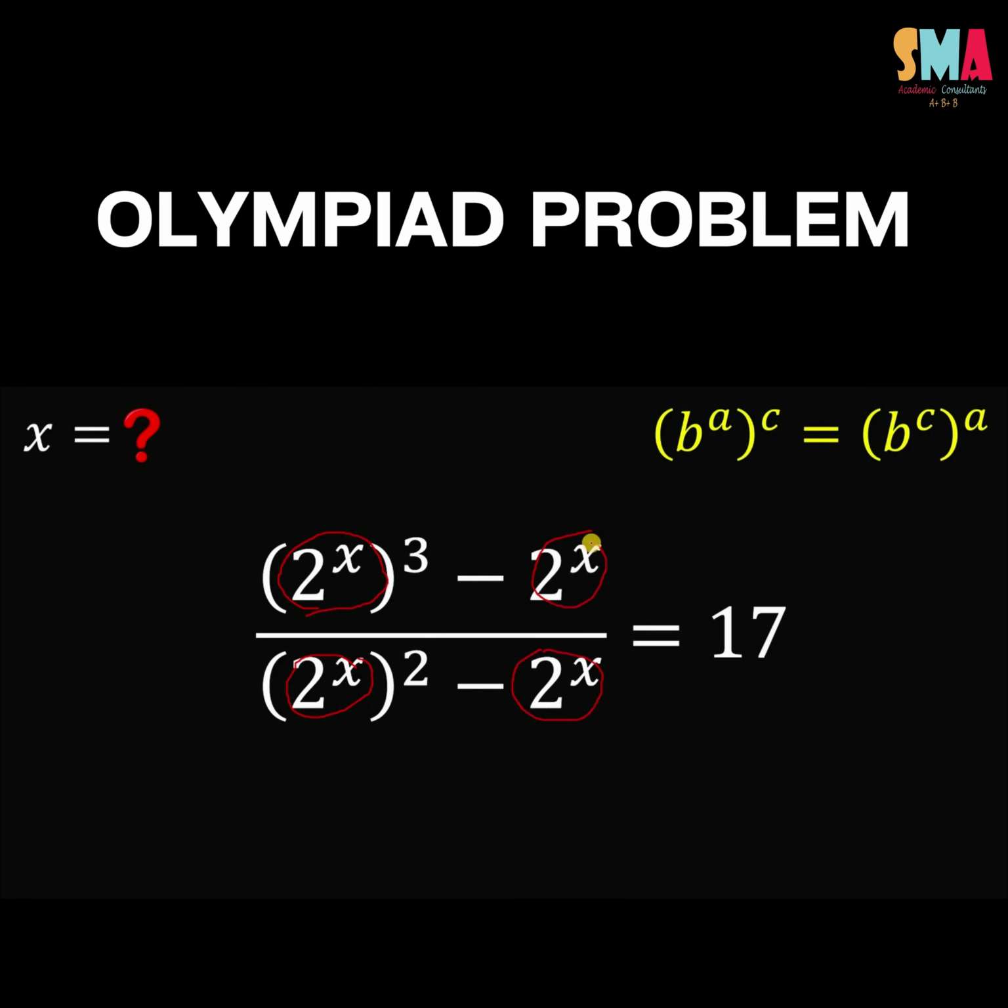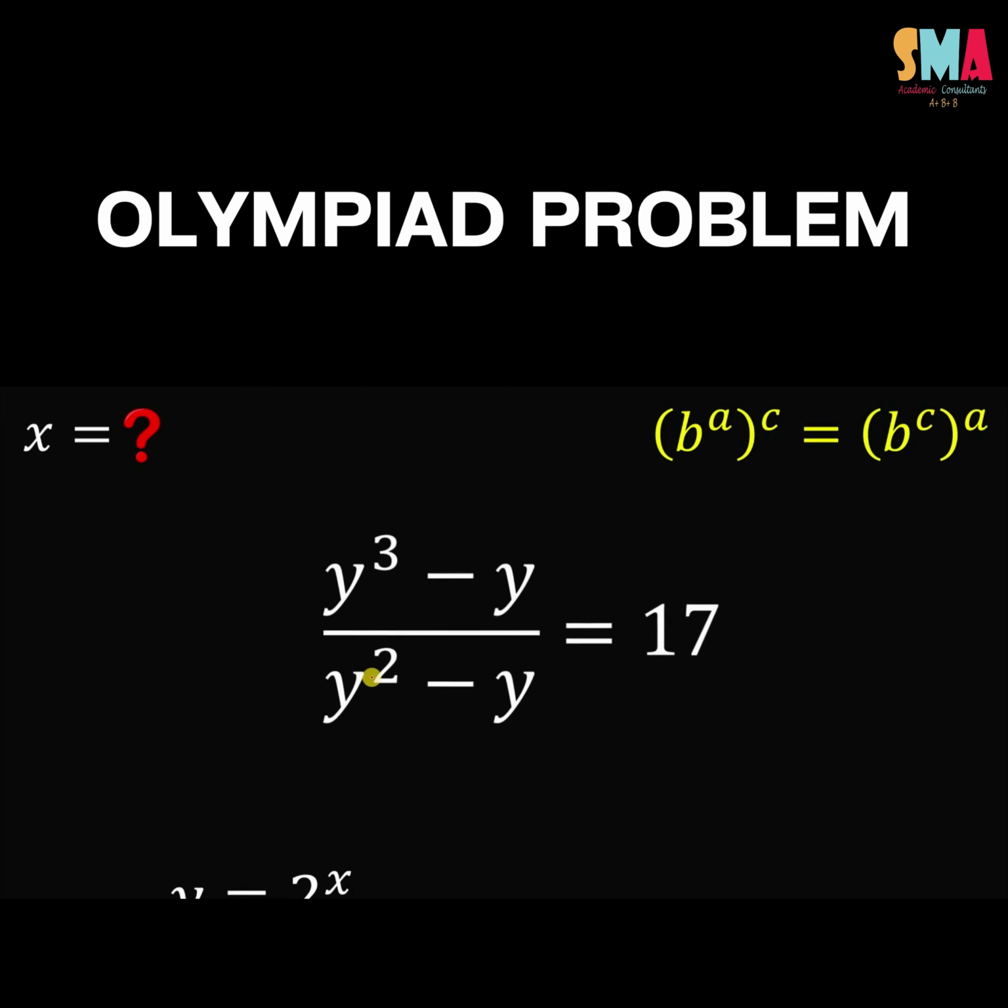So what we're going to do is to replace this 2 raised to the power of x with a single variable, and let's use the variable y. So let y be equal to 2 raised to the power of x. Now, we can replace all 2 raised to the power of x with the variable y, like this. So now we have y cubed minus y, all over y squared minus y, equals 17.